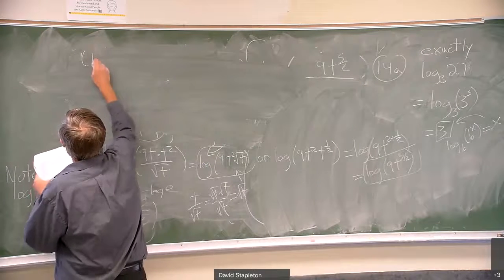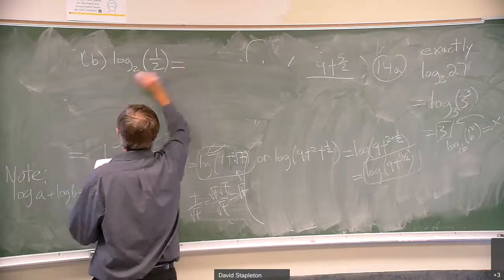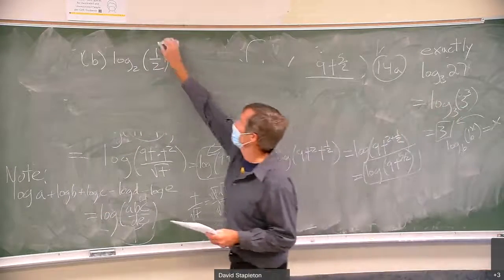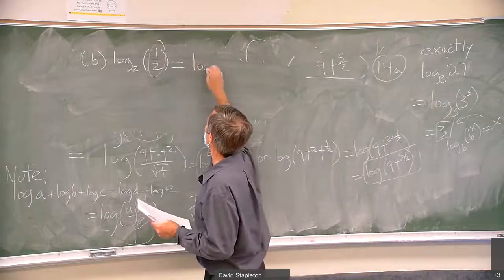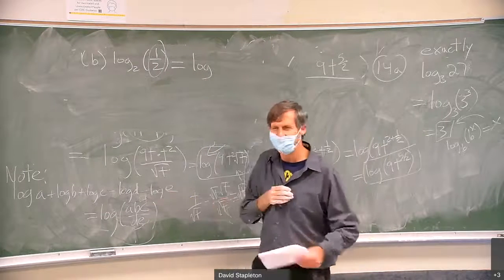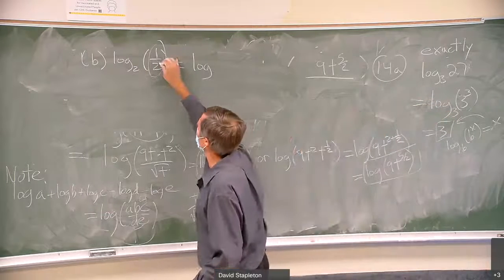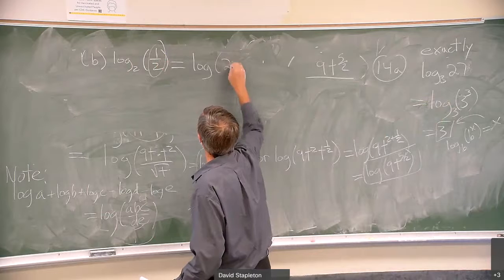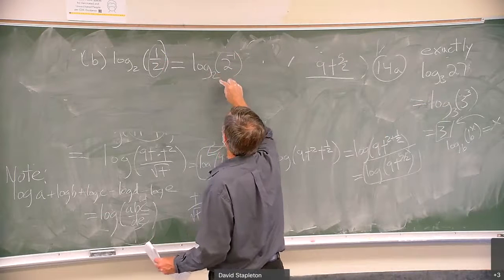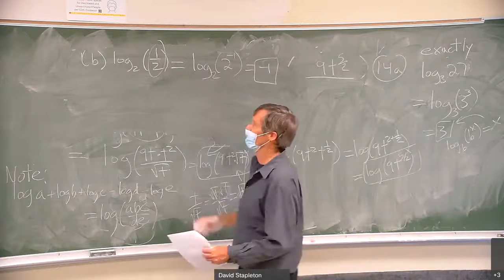This one, B, what's log base 2 of 1/2? You have to be able to do this too. This is basic. What is it? I have to write this number as a power of 2. What power of 2 is it? 1 over 2 to the 1 is 2 to the minus 1, right? So it's log of 2 to the minus 1. Log base b of b to the x is x. There it is. It's just minus 1. How about that? Exactly.